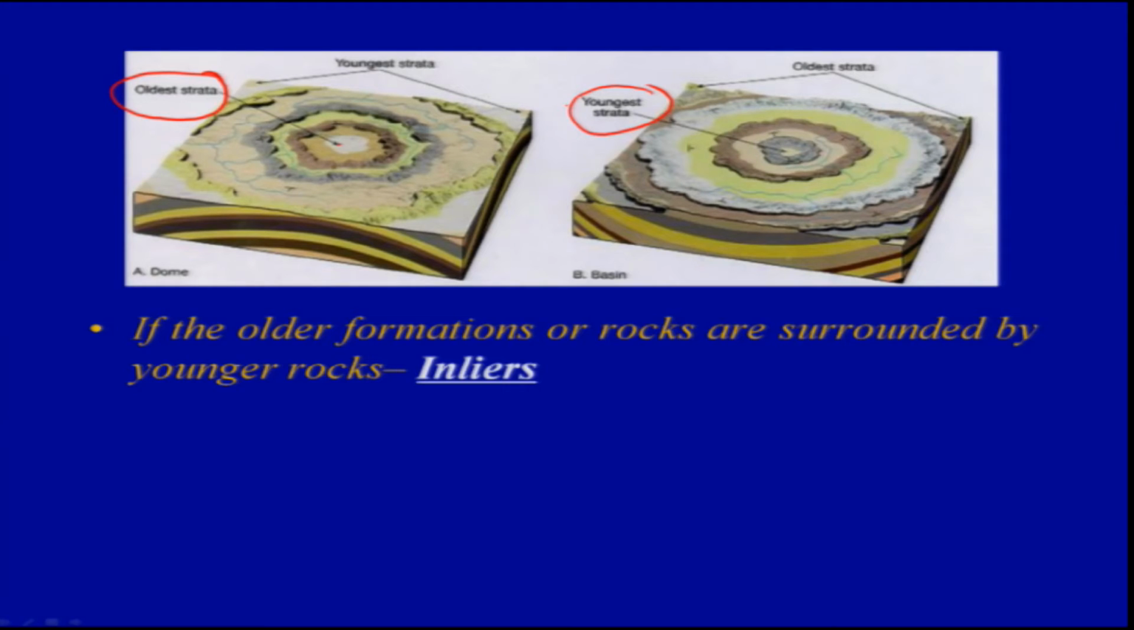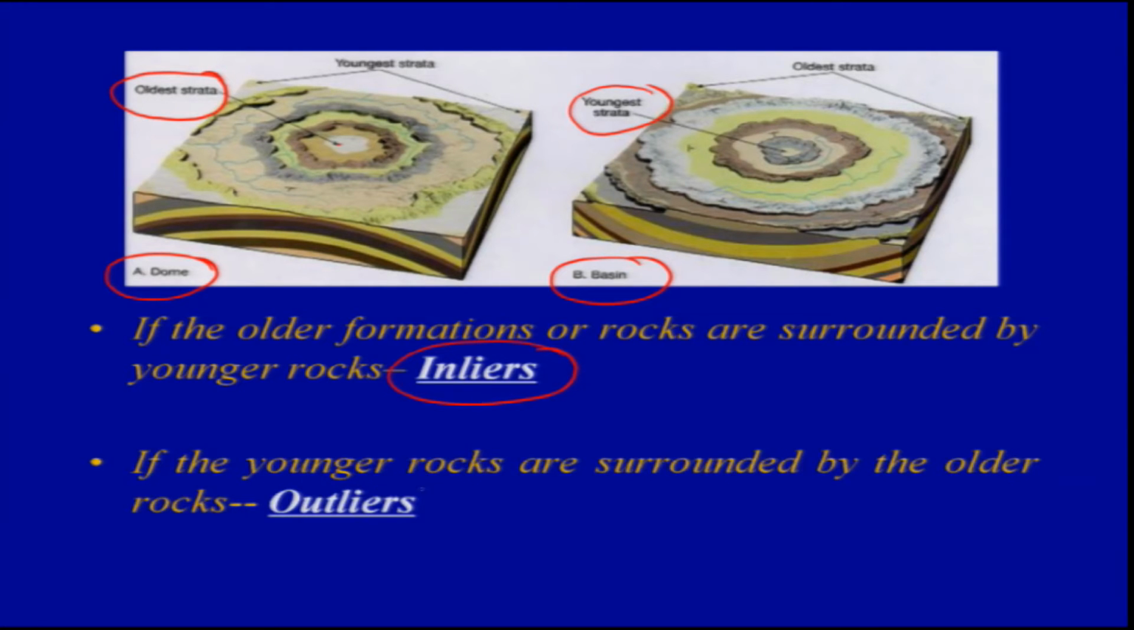Okay. So, these are termed as basins. Okay, and these are termed as domes. Okay. Further, another term which has been given is inlier and outlier. If the older formations or rocks are surrounded by the younger rocks, then they are termed as inliers. Okay. So, older rocks surrounded by younger rocks. So, this is your domal part where you have the inliers. Okay. Whereas this one has younger rocks surrounded by the older rocks. So, older rocks are on the outside, on the periphery, and we say this is an outlier.